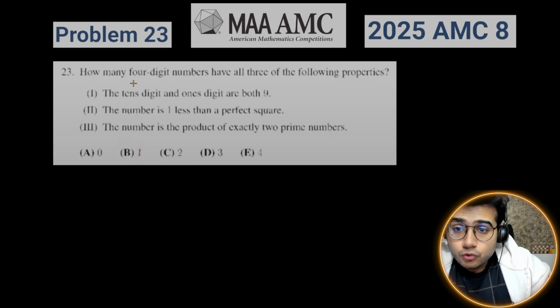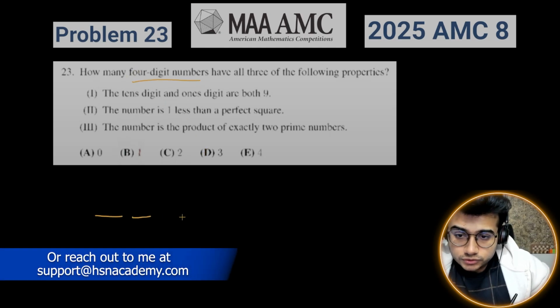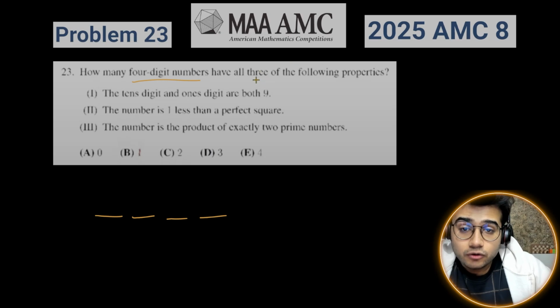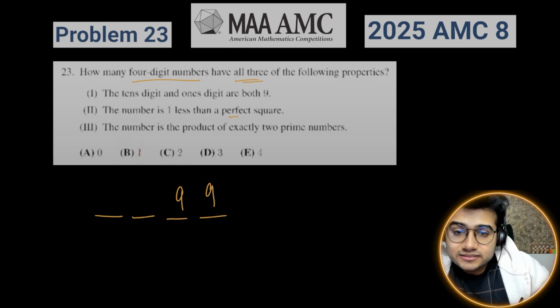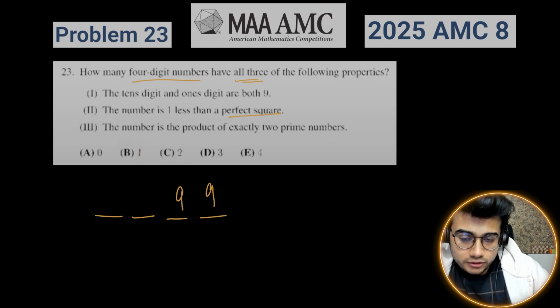Okay, so in this problem we have to find all the 4-digit numbers that have all 3 of these properties. So the tens and the ones digit, they both end in a 9. The number is 1 less than a perfect square. So how many perfect squares do we have in 4 digits?